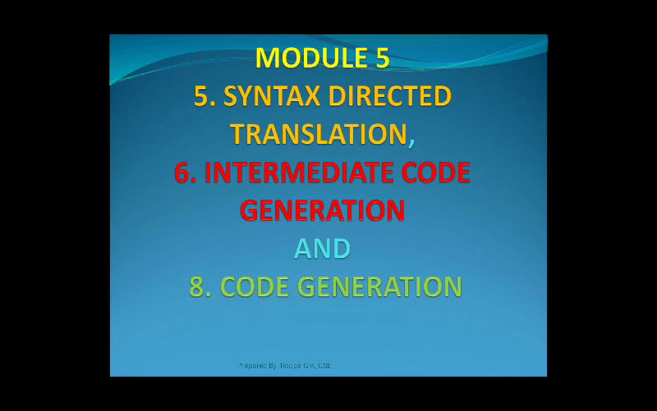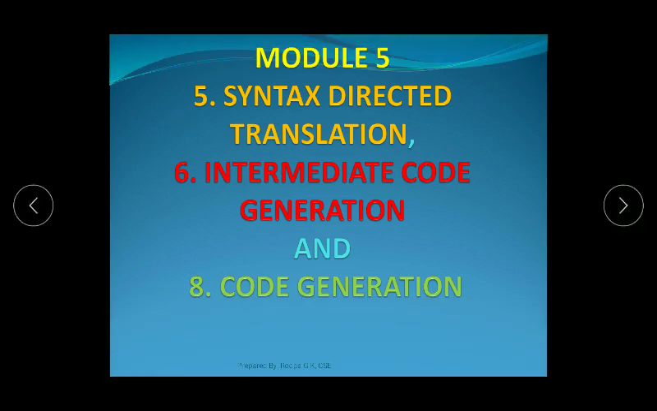As we already studied, there are different phases of the compiler. They are lexical analysis, syntax analysis, semantic analysis, then intermediate code generation, code optimization and so on. This intermediate code generation lies in between semantic analysis as well as code optimization. Let us discuss in detail.